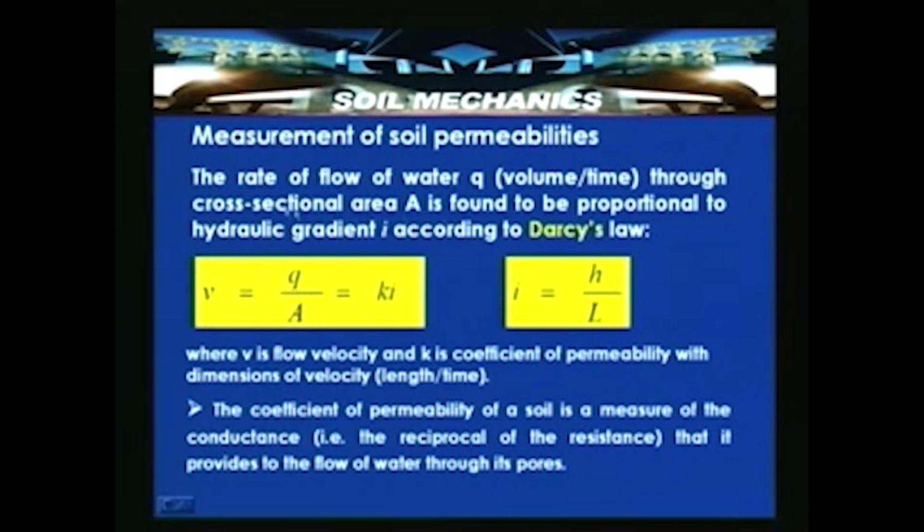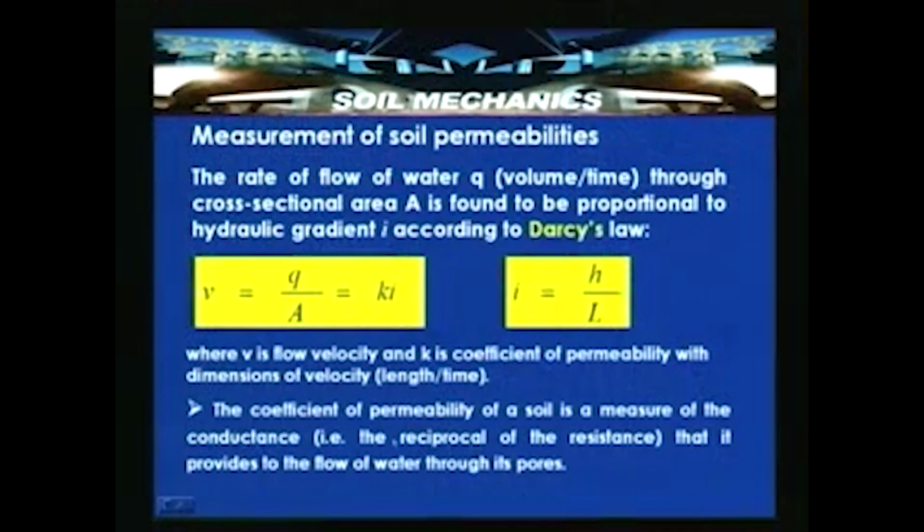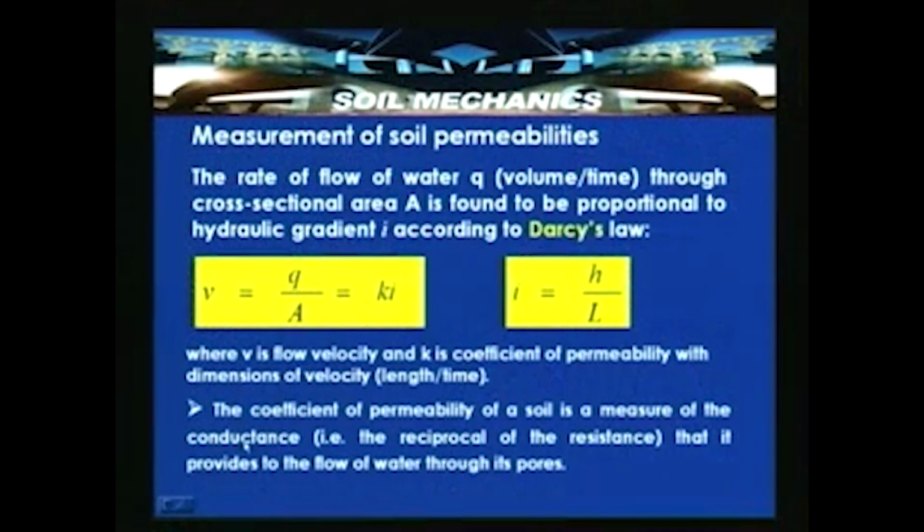According to Darcy's law, the rate of flow of water Q, that is volume per time, through cross section area A is found to be proportional to the hydraulic gradient i. i is equal to h by L, where v is the flow velocity, also called the discharge velocity or superficial velocity, occurring over an area A. The coefficient of permeability of soil is a measure of the conductance, which is nothing but the reciprocal of the resistance in electrical terms, that it provides to the flow of water through its pores.